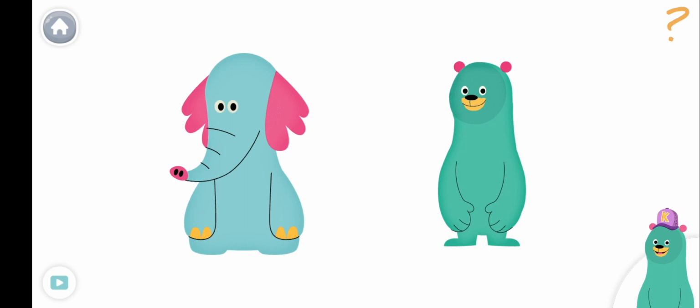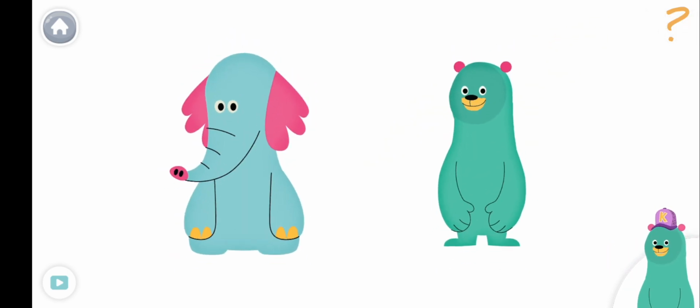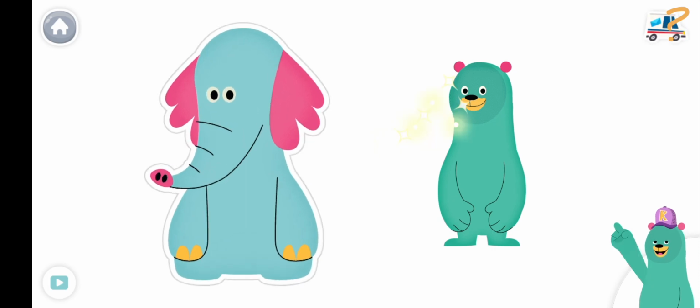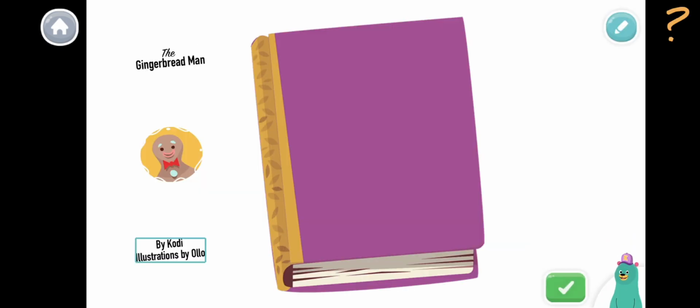Who wrote the story? Tap the book's author. Cody. That's right. I am the author. Who drew the pictures? Olo. That's right. Olo is the illustrator. Put the parts of the cover in place. Tap the green button next to me when you're done.